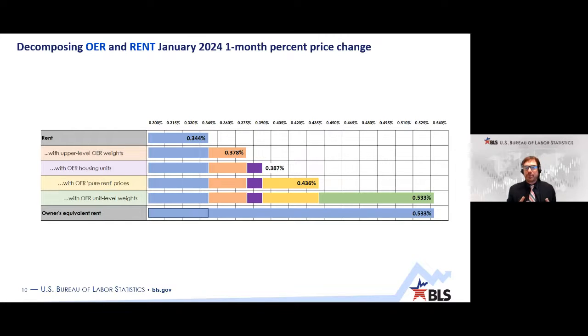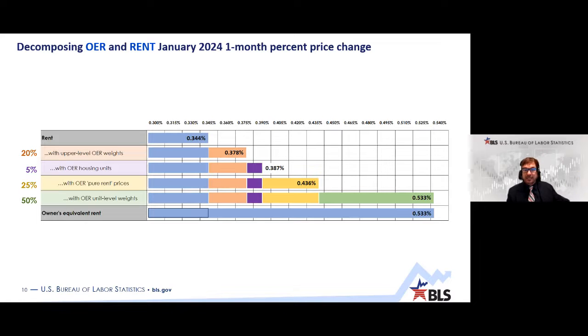of these decompositions. So remember, the order that one does this exercise matters. So let me put up these percentages. I started with rent here, and I worked my way up to owner's equivalent rent. And doing it this way suggests that the unit level weights explain half the gap, half the difference. And I also did it additively. You do not necessarily have to do each of these counterfactuals additively. You could do them in isolation. I just think the story is easier to tell if you do it additively. If I flipped it and I started with owner's equivalent rent and worked backwards, I would get a different story that would suggest the unit level weights has much less contribution to the gap. In fact, around 20%.